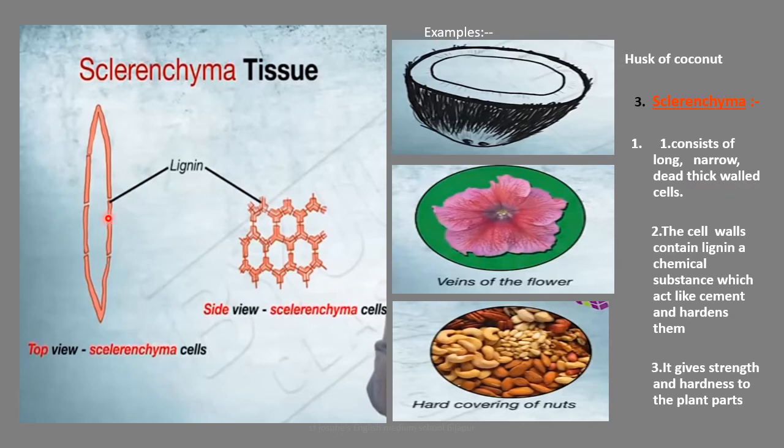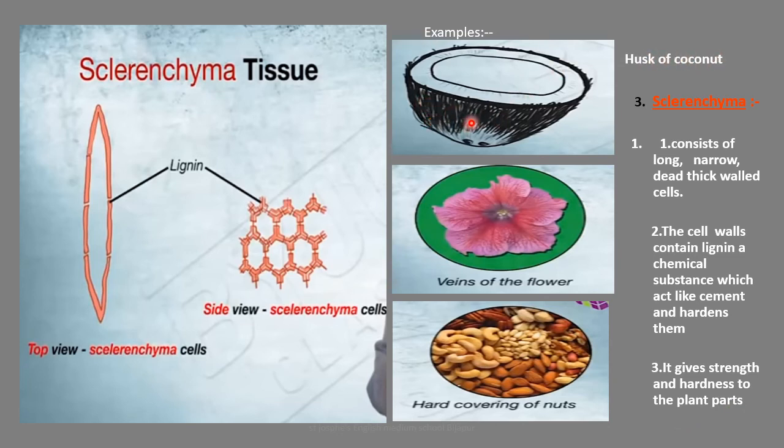So the cells present in this are dead. These cell walls contain a chemical substance known as lignin, which acts like cement and hardens them, which provides hardness. Wherever this sclerenchyma is present, that part of the plant is very hard. It gives strength and hardness to the plant parts. Example, the husk of a coconut.